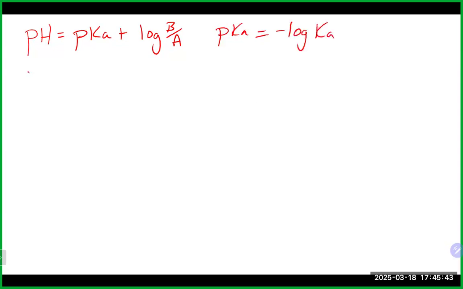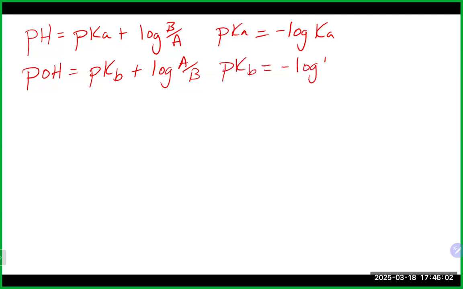Again, as I mentioned, sometimes people like to use this version of it when you're dealing with basic buffers, and it is slightly different: the pOH is equal to the pKb plus the log of the acid over the base, where the pKb is equal to minus the log of the Kb value. The pKa plus the pKb will actually equal 14. So sometimes, again, that's a nice little way around it.